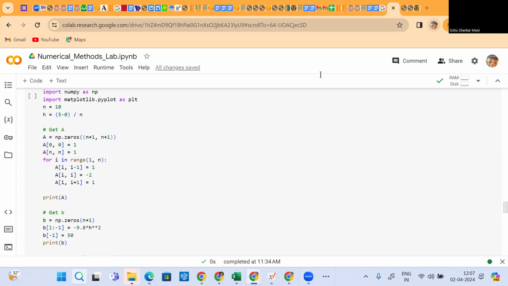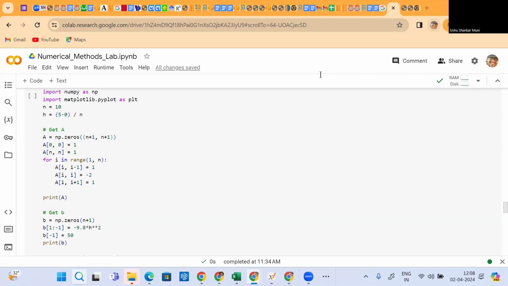Why can't you use any Ax equal to B solver? Because your matrix is sparse. It has a lot of zeros. Only those three diagonals, one below, one above, and the diagonal, are non-zero. So therefore, the method can be more efficient than the normal Gauss elimination and all.